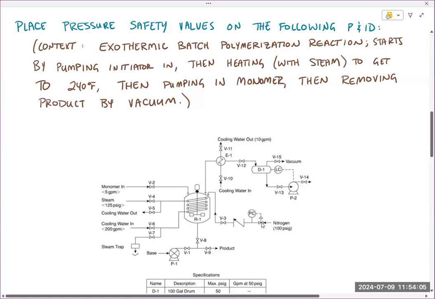We also have nitrogen here that is going to inert the headspace. So again, we've got a check valve, we've got a control valve there. Pressure controller is what this PC means. And I guess we also have a pipeline for monomer in, but this is only going to be used at the very beginning of the process.